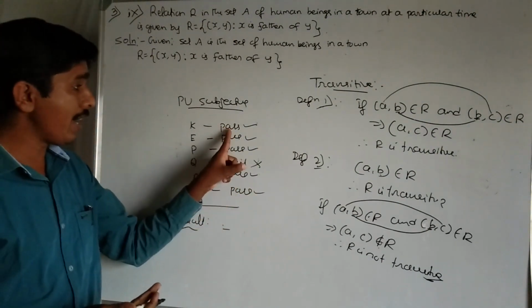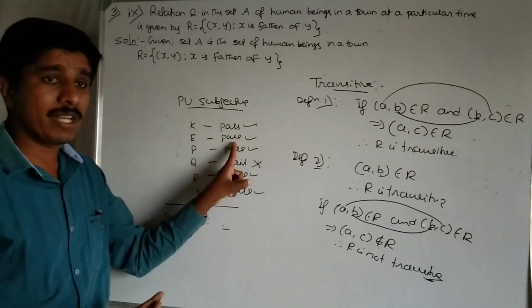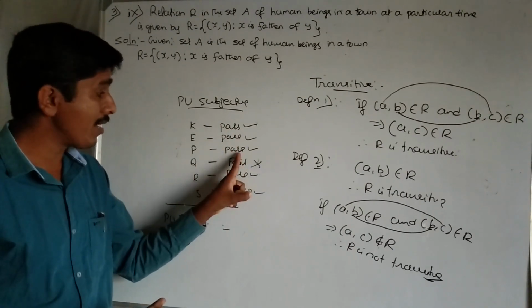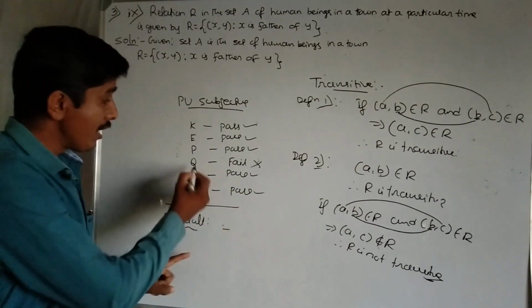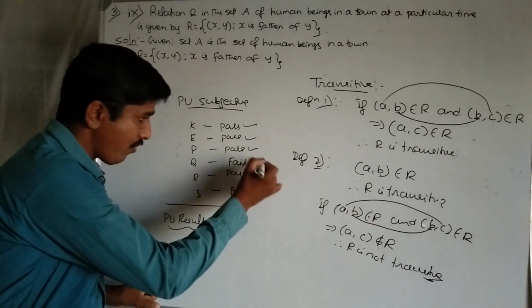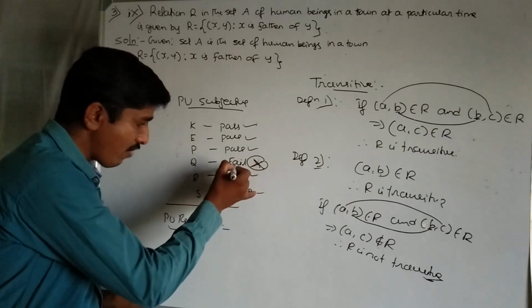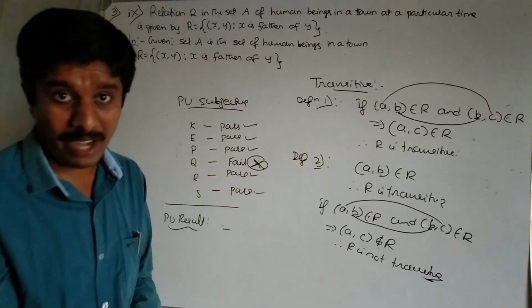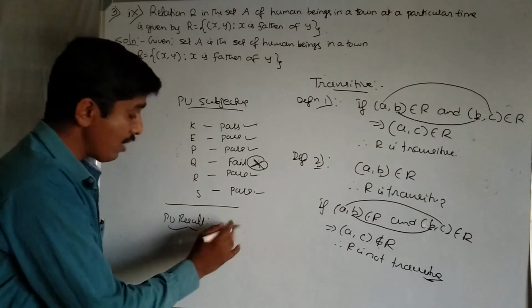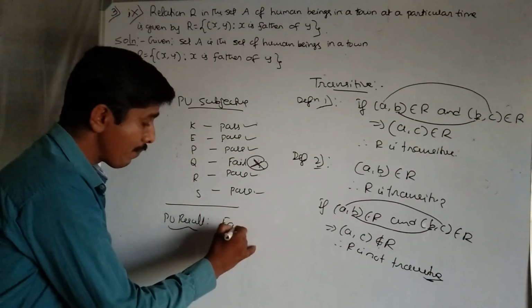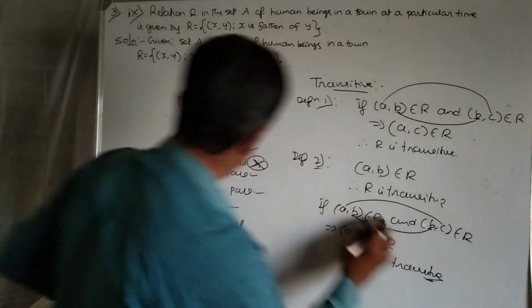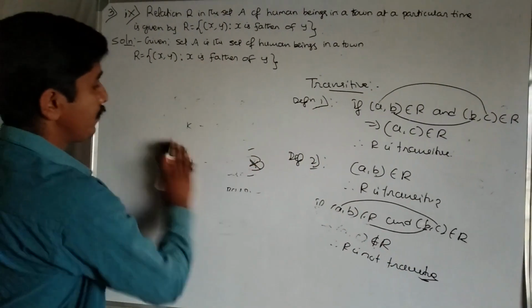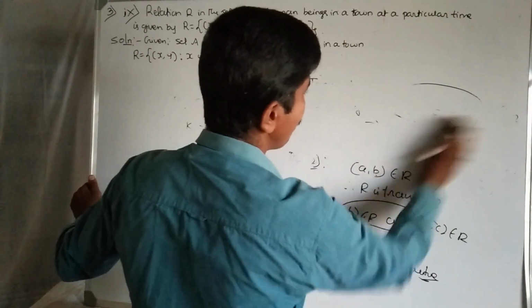Therefore, mind it. Here Kannada pass, English pass, P subject pass, we cannot say that the result will be promoted. Here Q subject fails. If one subject or more subjects are failed, then clearly the result will be depromoted. Fail is important. So now let us go to the problem.